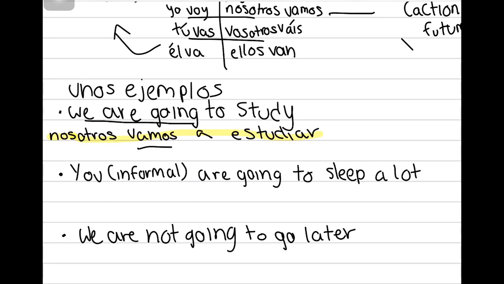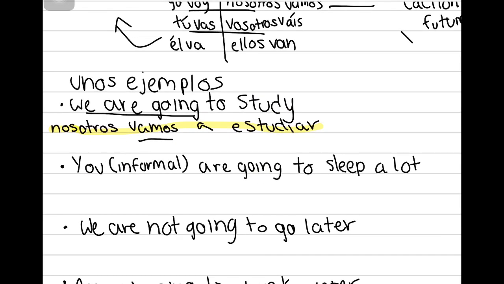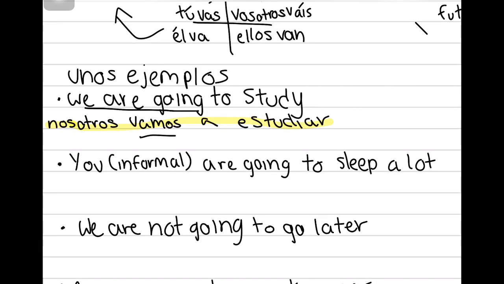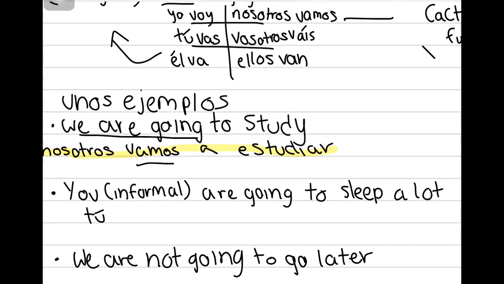So let's try another one. You, in the informal, are going to sleep a lot. So what is the subject? The subject is you, so tú, and you're not saying usted because tú is for informal situations. So you just have to say tú conjugated for ir, which is, according to the chart over here, tú vas.